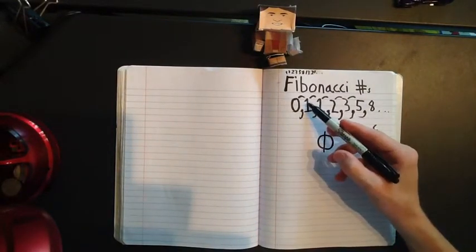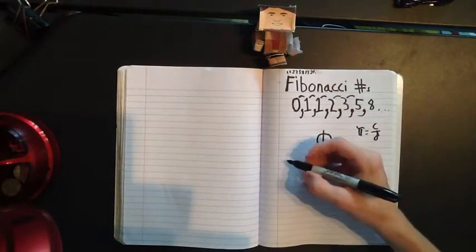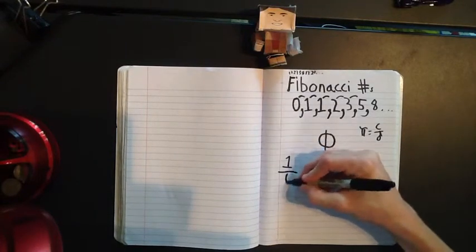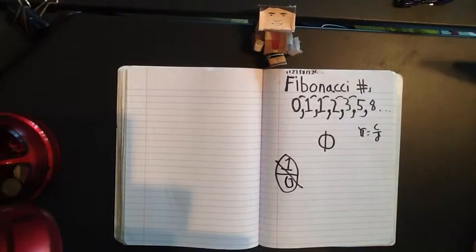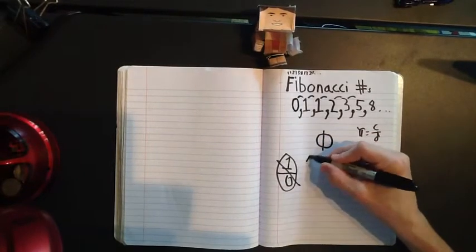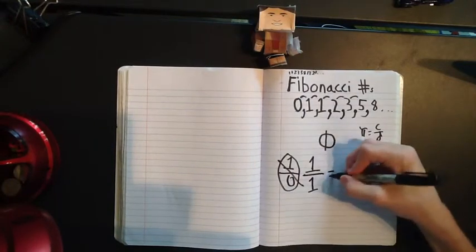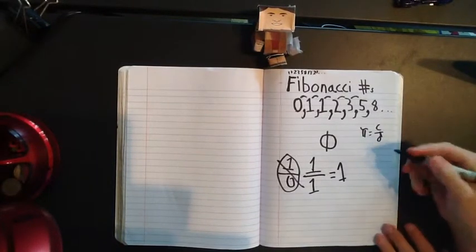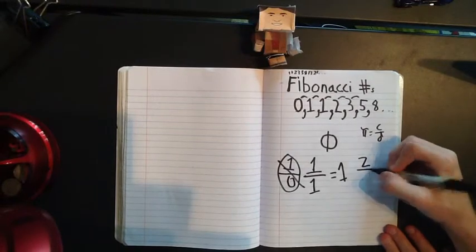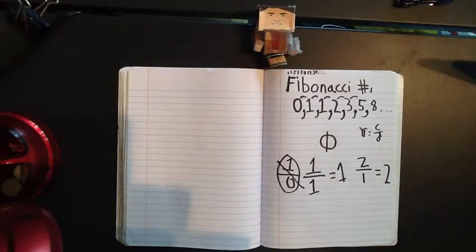It can be approached by dividing the pairs of Fibonacci numbers. So we'll start with one. Wait, no, we can't do this. 1 over 0 does not work, so don't do that. You can't divide by 0. But what we can do is 1 divided by 1, and that equals 1. Then you take the next one, 2 divided by 1. That equals 2. So we now know that we are somewhere between 1 and 2 when we do this.